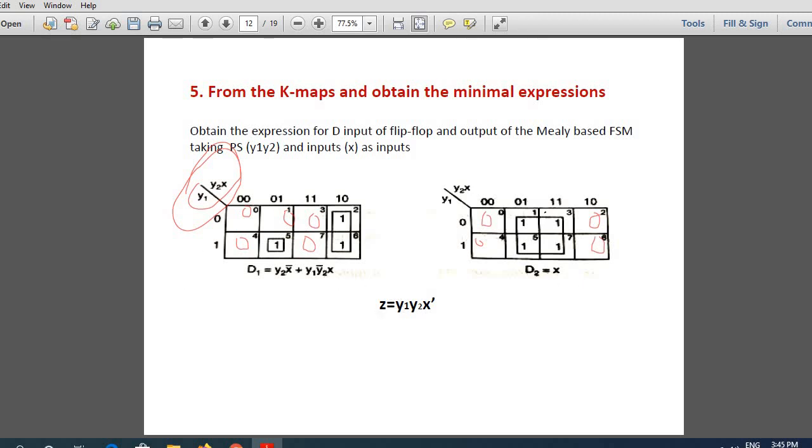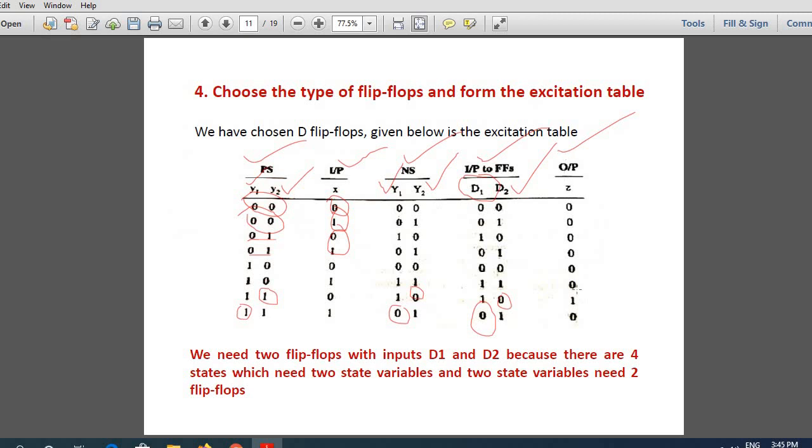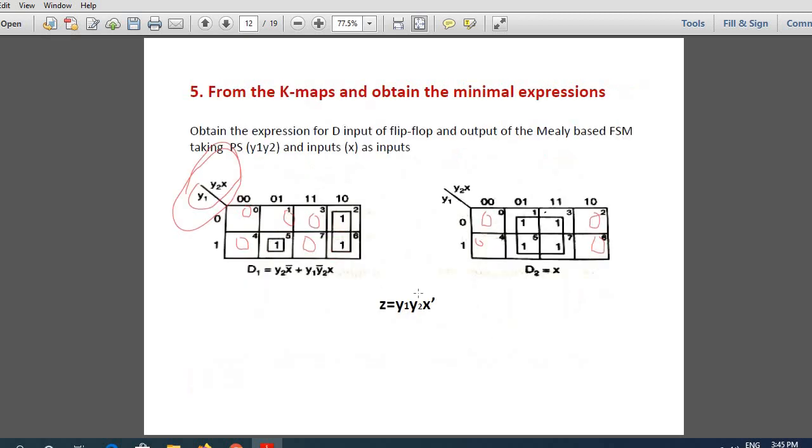Z is directly written. Why? Just see Z. If you look here, only one term is having 1. So you look at the corresponding terms. In present state, y1, y2 is 1, 1 and input is x. So it is y1, y2, x bar. Look, y1, y2, x bar.